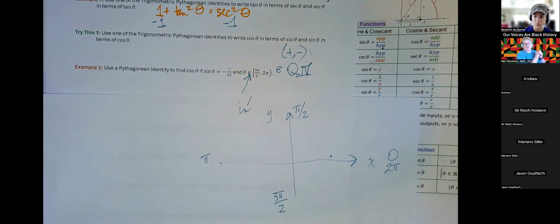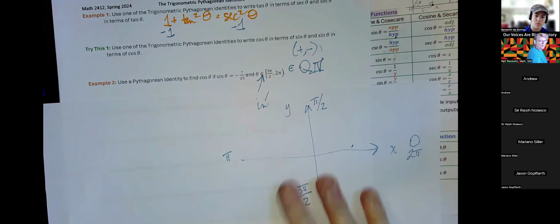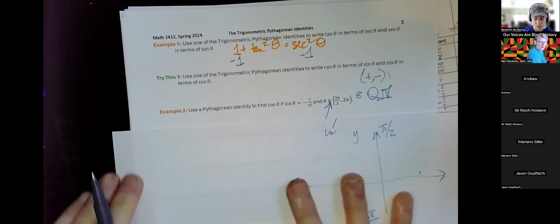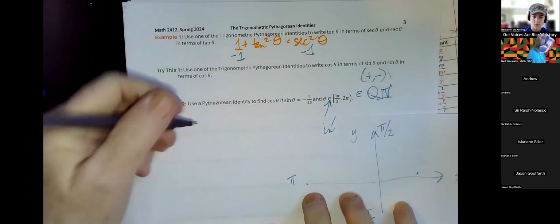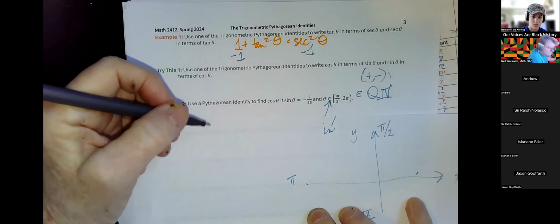Alrighty. So we're going to do this question two ways. We want to find the cosine theta if we know the sine theta and we know where the sine theta lives. The first way we're going to do this is using the Pythagorean identity. And which one connected sine and cosine?